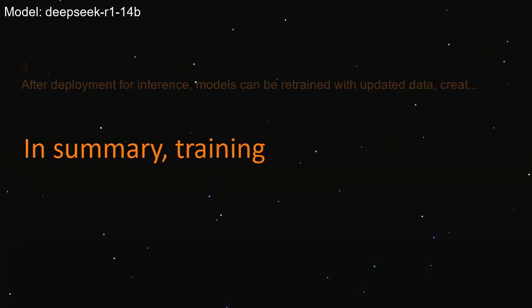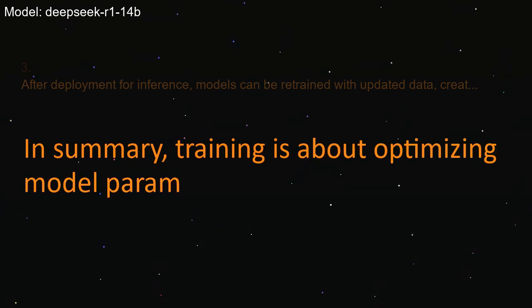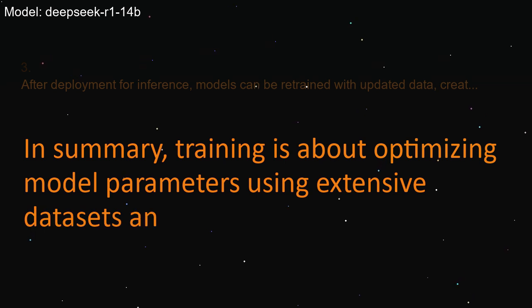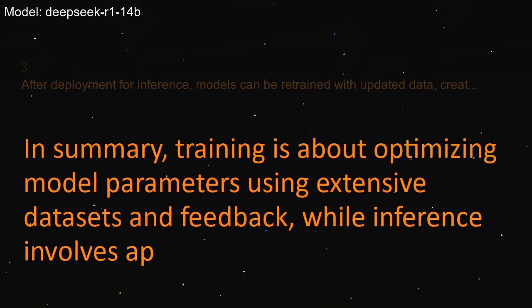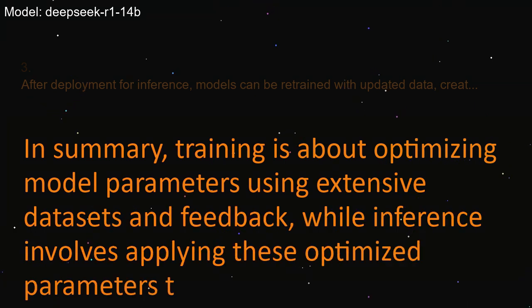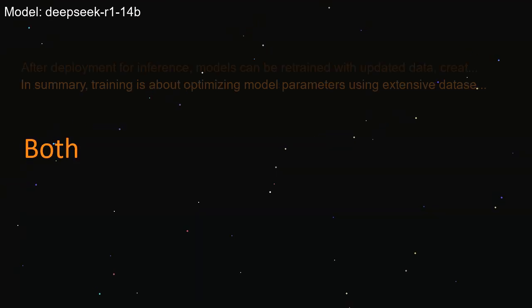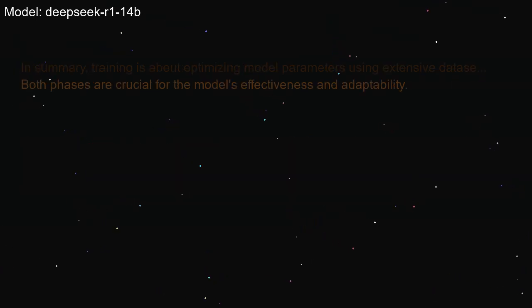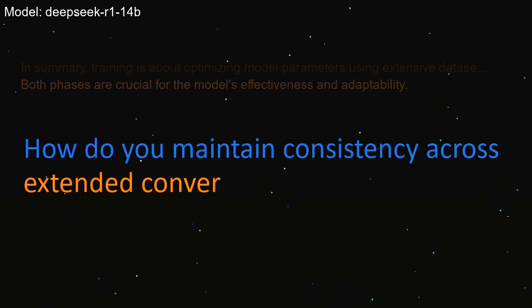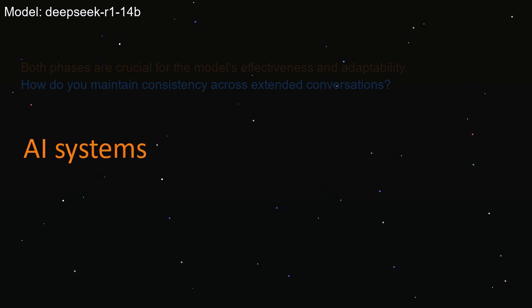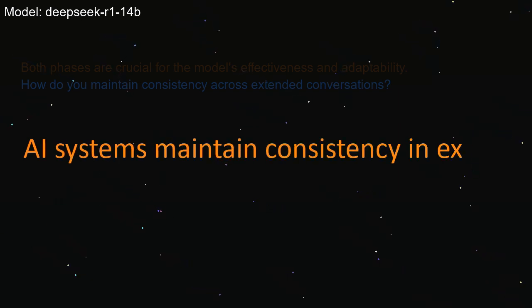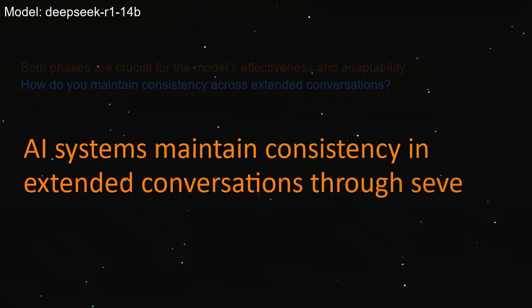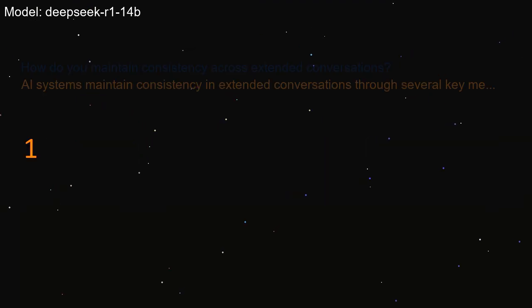In summary, training is about optimizing model parameters using extensive datasets and feedback, while inference involves applying these optimized parameters to real-world inputs efficiently. Both phases are crucial for the model's effectiveness and adaptability. How do you maintain consistency across extended conversations? AI systems maintain consistency in extended conversations through several key mechanisms.